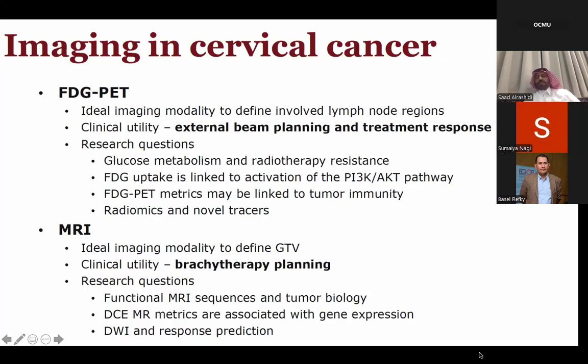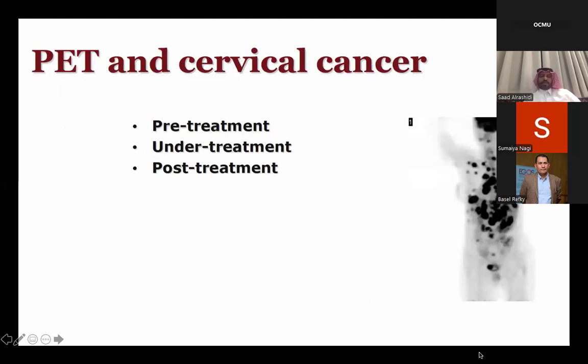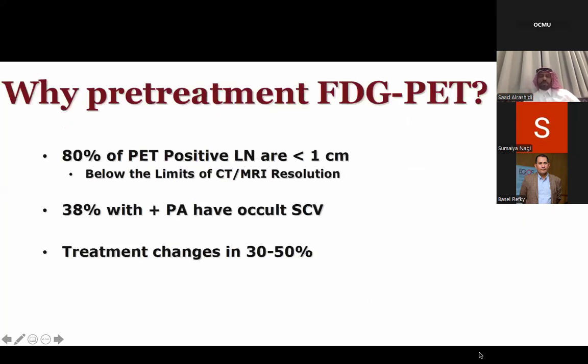MRI is also becoming essential. This is pre-treatment for diagnosis and local staging, but for you as a surgeon, it's important for the treatment, whether for the surgery, but mainly for radiation oncology with the brachytherapy or the boost, because you need to have a baseline to differentiate whether it is bulky disease or not. The PET scan again is pre-treatment, under-treatment, and post-treatment. I know it may not be available in every country, but when it's available, you need to do it.